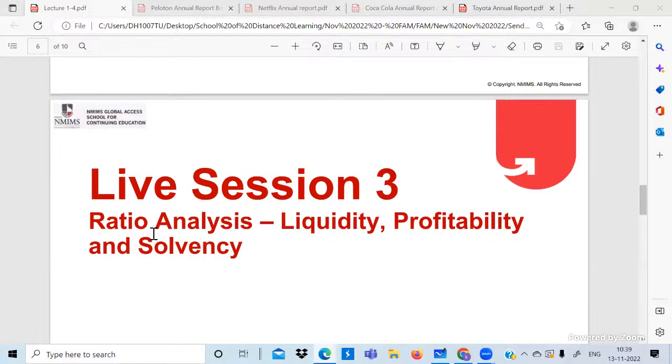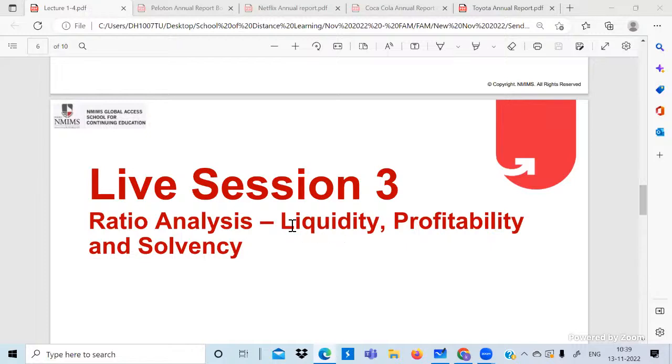And there are basically four different types of ratios. You have the liquidity ratio, the profitability ratio, the solvency ratio, and then you have one more, which is your turnover ratio. So in session 3, we'll be covering these three, which is liquidity, profitability, solvency.